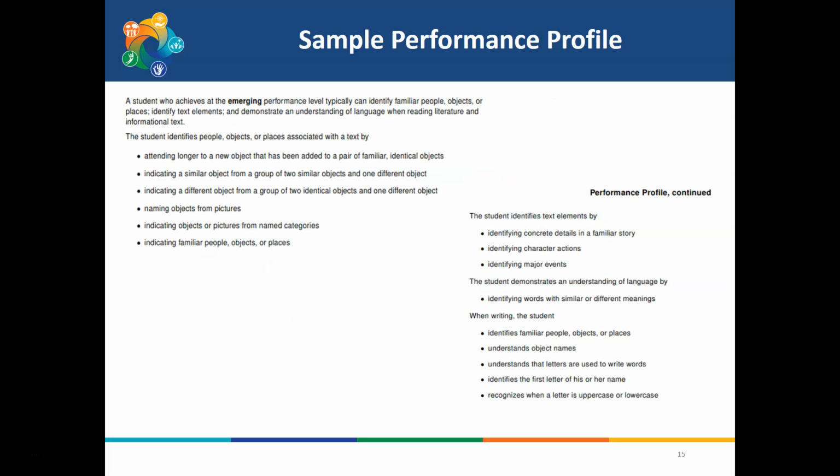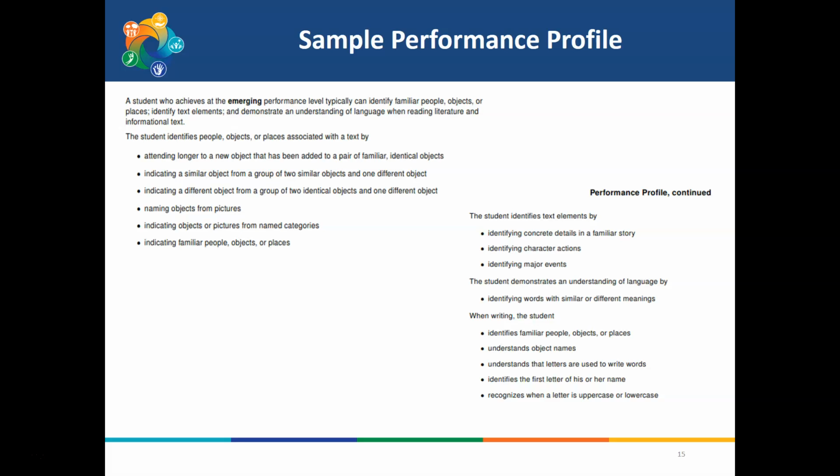Below the performance level on the performance profile is a bullet point list of skills. The skills are examples of typical skills mastered by students who achieve at this performance level in this grade and subject. This list does not cover every skill a student at this level might demonstrate. Instead, it provides an idea of the types of skills that are often demonstrated by students achieving at this performance level.